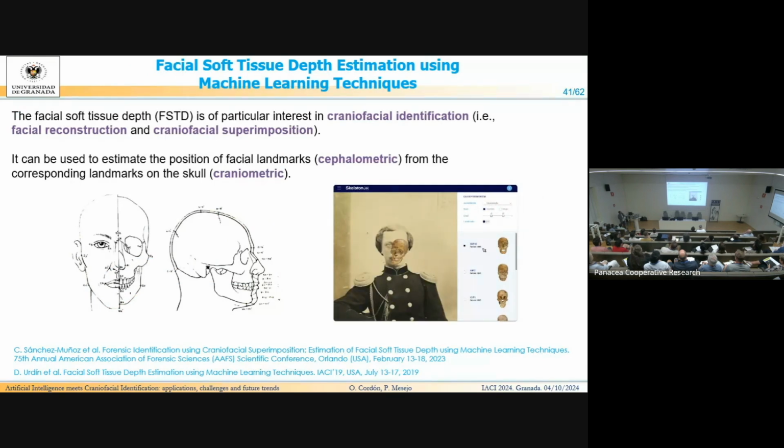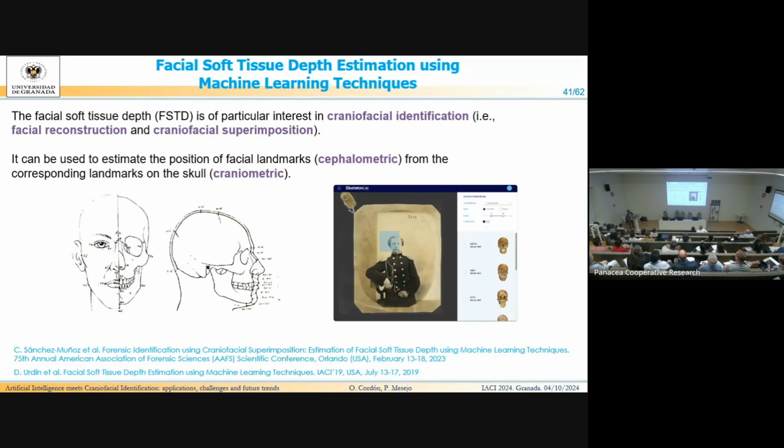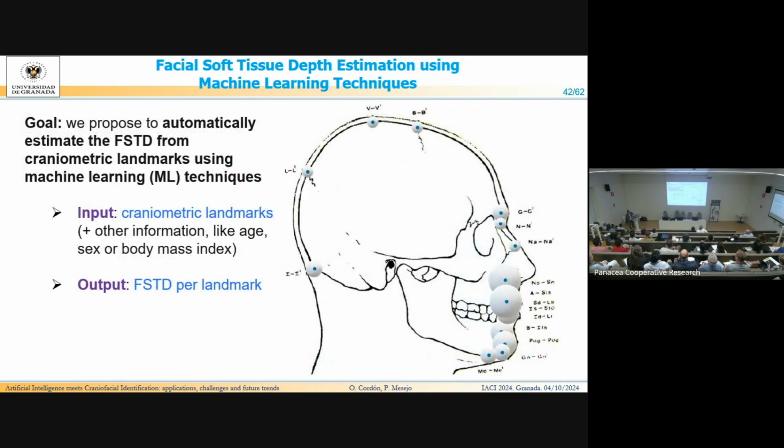Now, we were working as well with facial soft tissue depth estimation. As you know, this is of particular interest in craniofacial identification, and it can be used to estimate the position of facial landmarks from the corresponding landmarks on the skull. Usually, at least as far as I know, the average distance from a population is used, and we were saying, okay, why not try to particularize to each subject, in the sense that we can learn from a population and, given some craniometric landmarks, try to estimate the position of the facial landmarks, or in this case, to estimate the facial soft tissue depth.